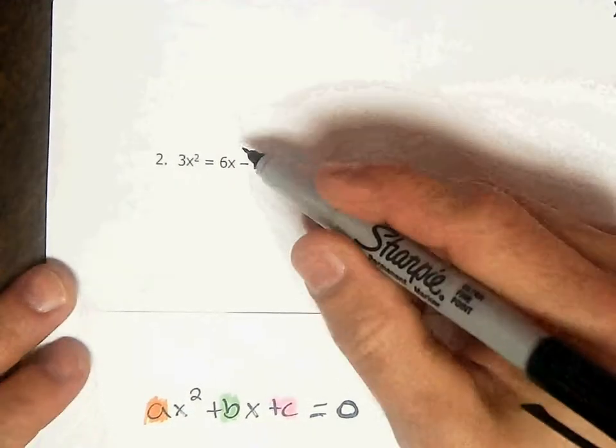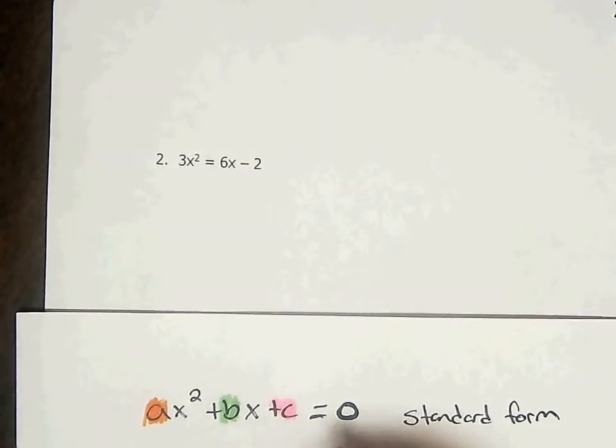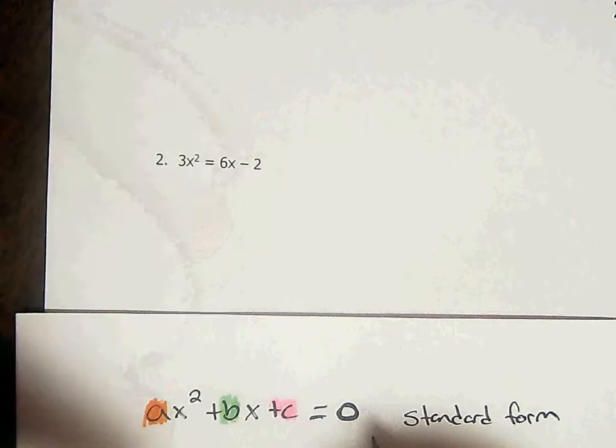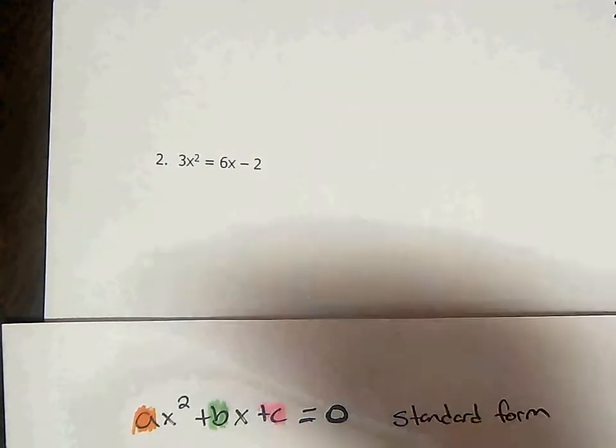So we need this equation to look like this. Before we can even begin to put it in the quadratic formula, we need to change this equation around. Do not get worried, it's very easy. All we're going to do is take things and move them across the equal sign. And when you do that, you change the sign of that particular term. So for example, I want it to equal 0.